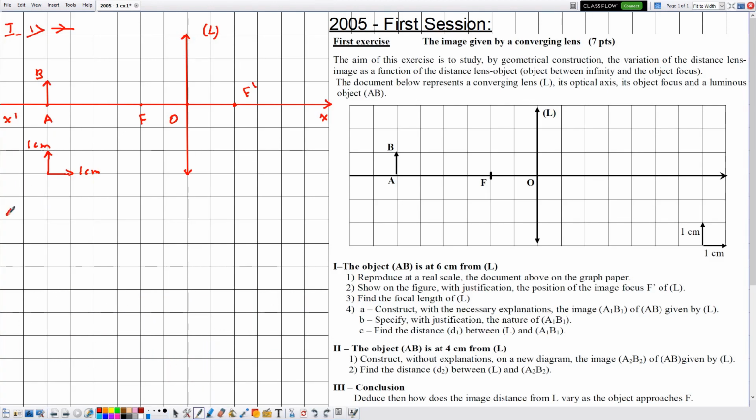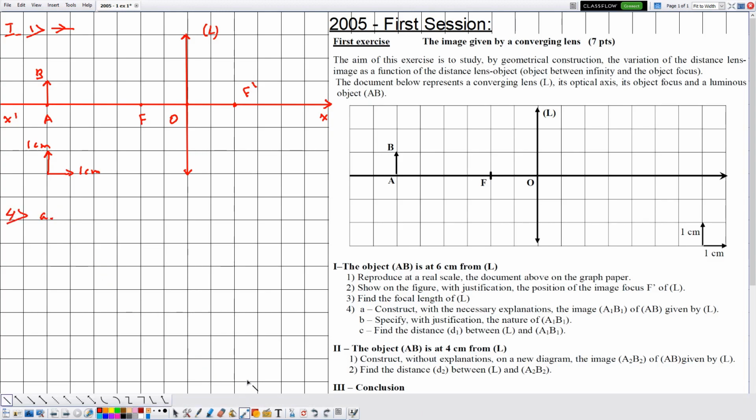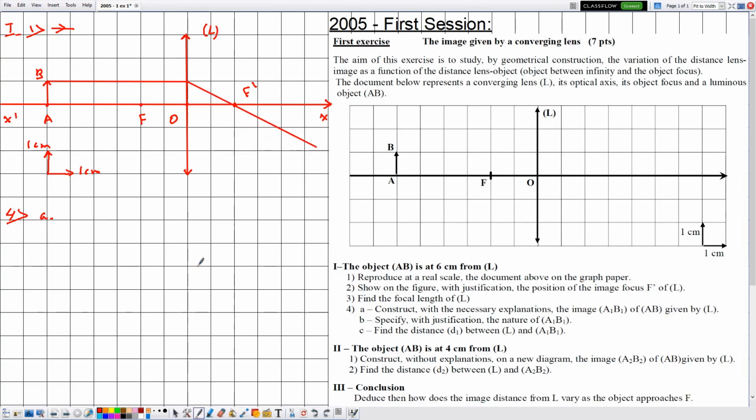Now we are in 4 part A. So the first ray that we'll consider is parallel to the optical axis. We know that always an incident parallel ray is related to the image focus. Therefore, this ray will emerge passing through the image focus. And we don't forget arrows on light rays that indicate the direction of propagation of light, which is from left to right. This is the tracing of the first ray.